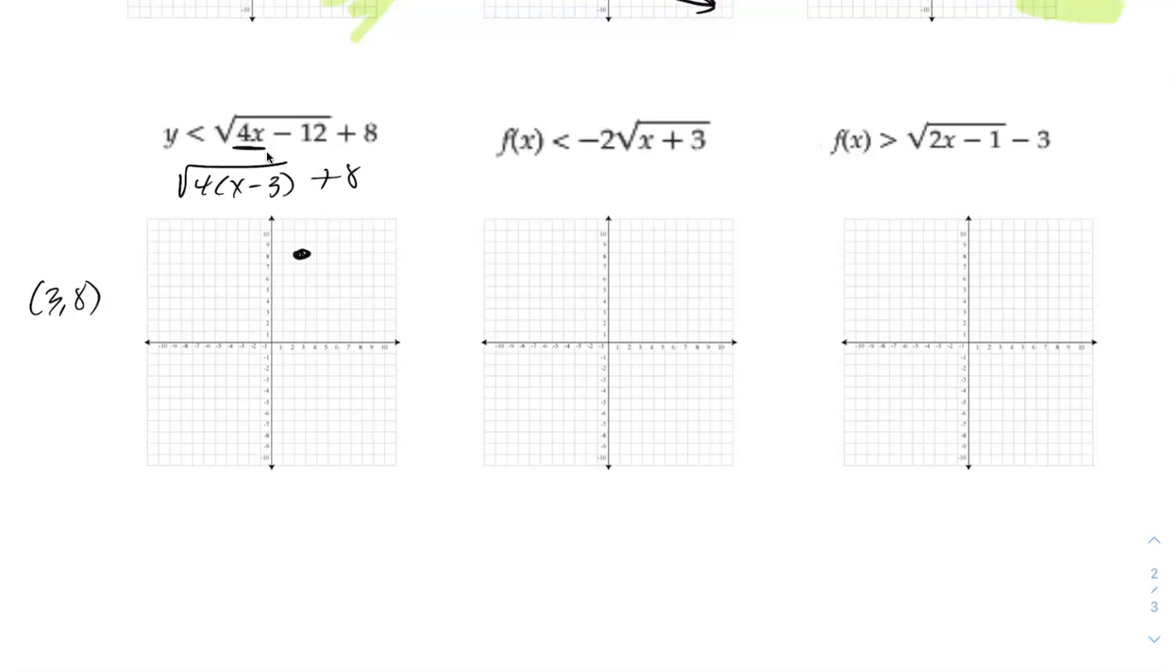Oops. 3, 8 should be here. There we go. Now what's that 4 do? That's a horizontal shrink, right? So it's a horizontal shrink of factor 4, but what does that really do?